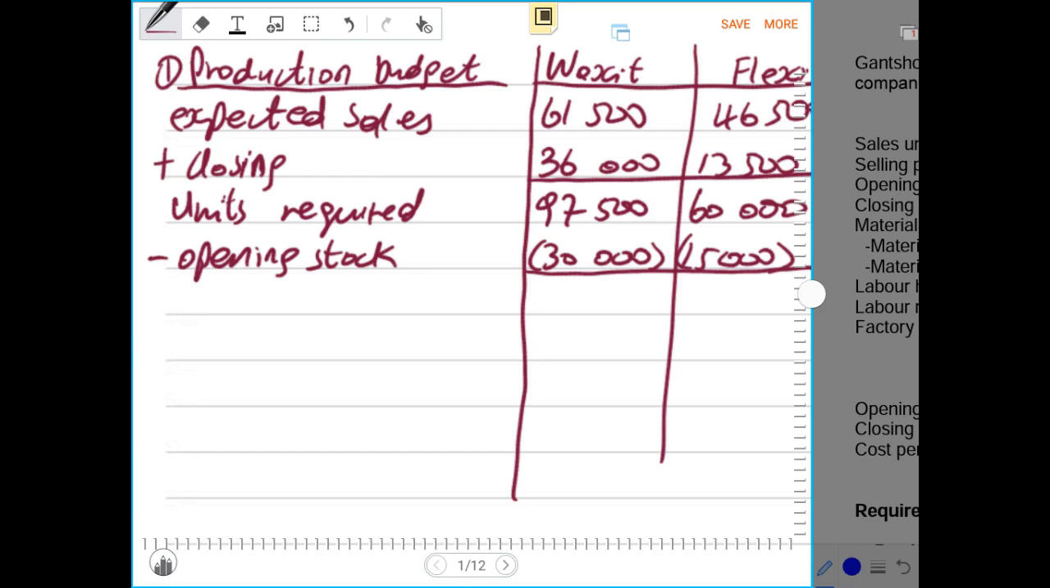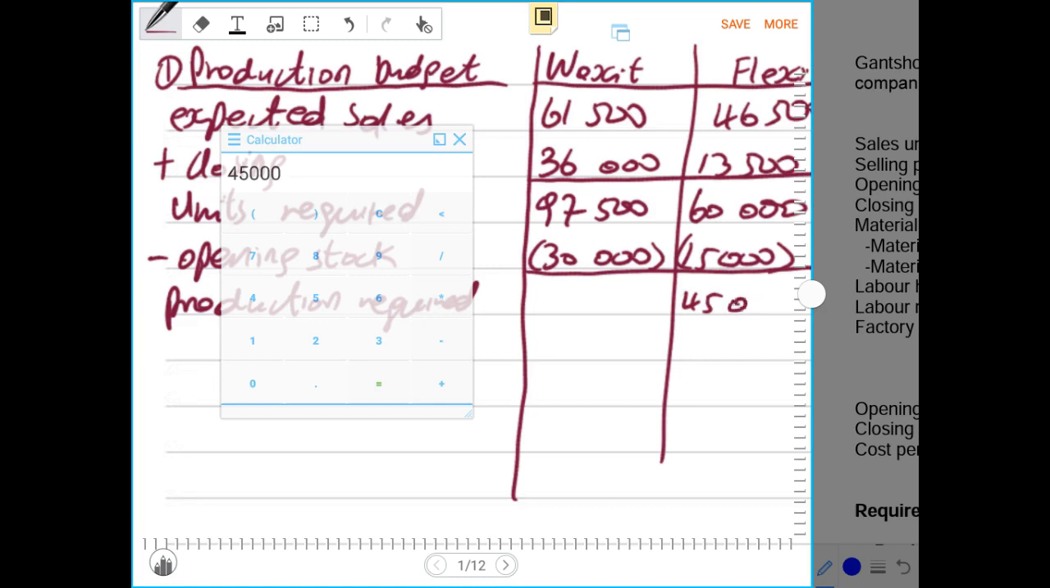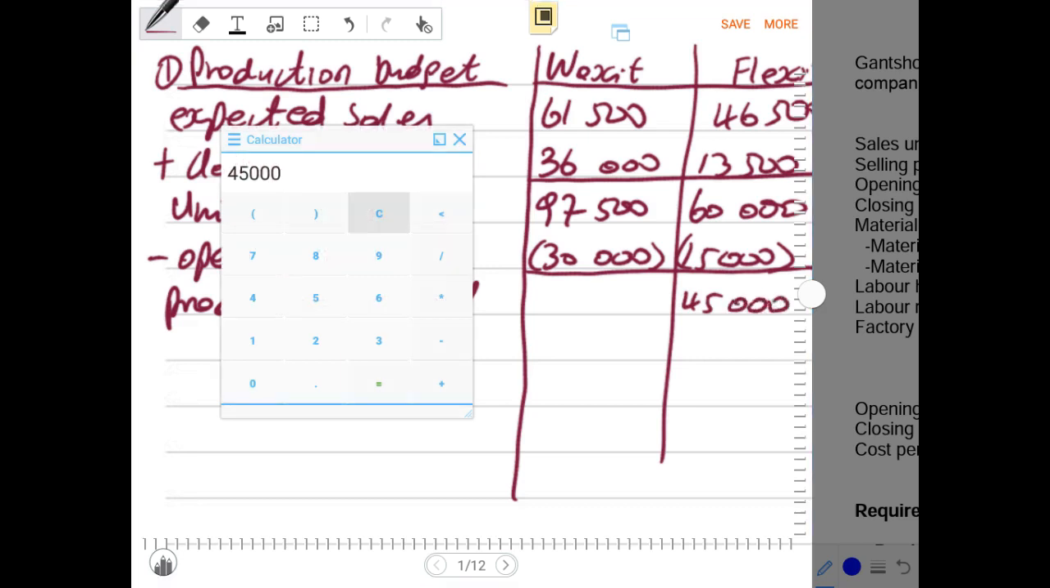Now this will give us production required. That means the number of units that are required to be produced. Production required will be the difference between units required, which is 60,000 less 15,000. That will give us 45,000 units that will be required for production.